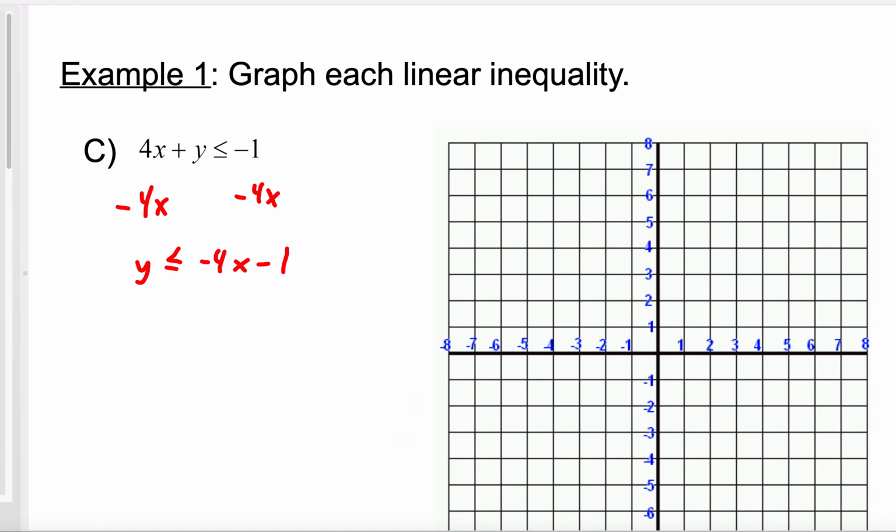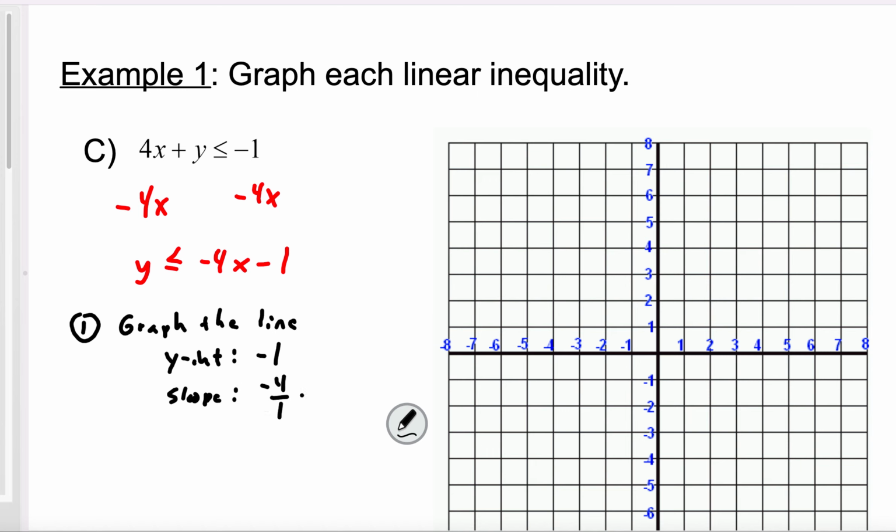So we're going to graph the line. The first thing we do after we put in y equals mx plus b is graph the line. My y-intercept there is -1, and my slope there is -4/1, which is my rise over my run. So I'm going to plot my y-intercept there at -1. I'm going to plot my slope, so down 4, 1, 2, 3, 4, and over 1.